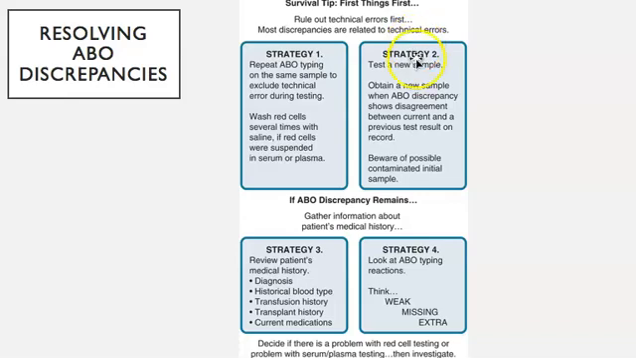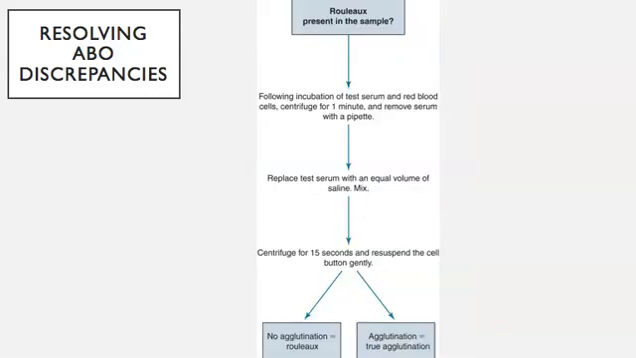If a technical error is not found, then you could repeat the ABO typing just to exclude any kind of error that occurred during testing. And then if you're still seeing that discrepancy, get a new sample from the patient and do it again. If the discrepancy remains after you've repeated the testing on the first sample and repeated the testing on a new sample, then you're going to start looking beyond that. We're going to look at the patient's medical history to see if there's anything there that could indicate why there could be a discrepancy. And then we're going to start looking at where those reactions are occurring and what exactly is happening.